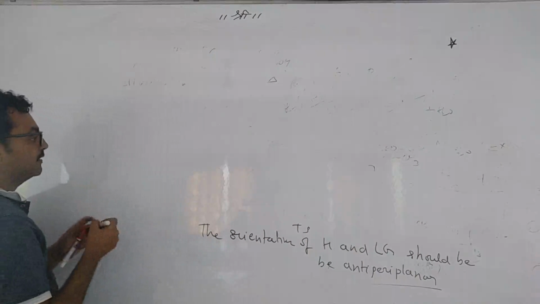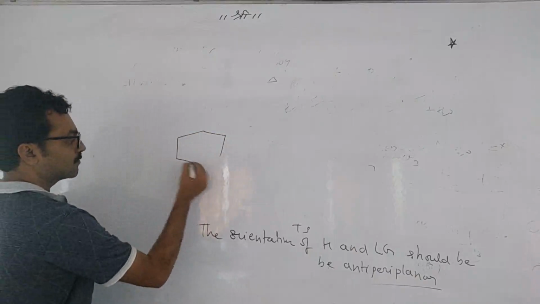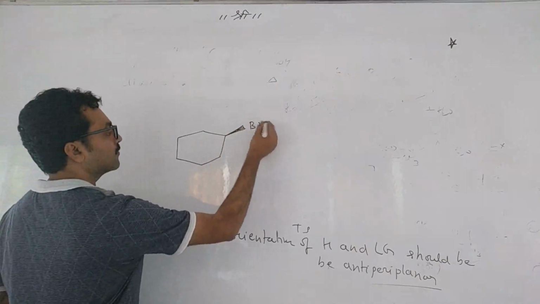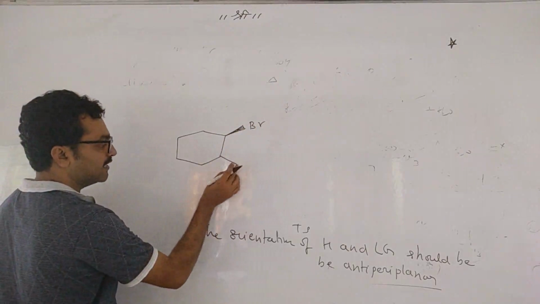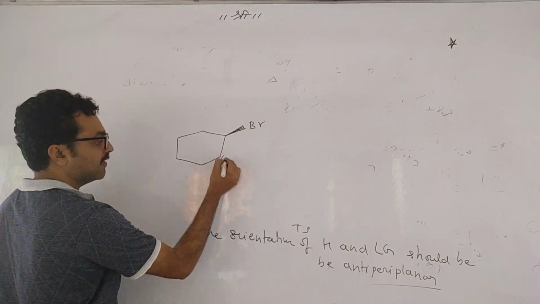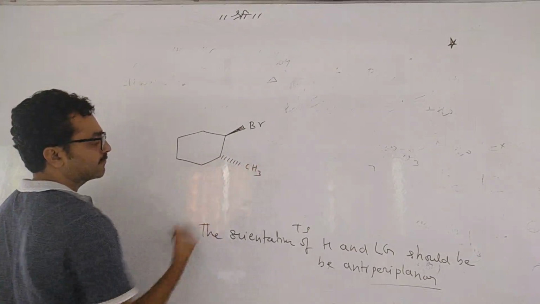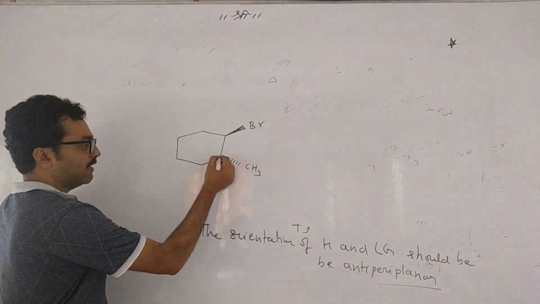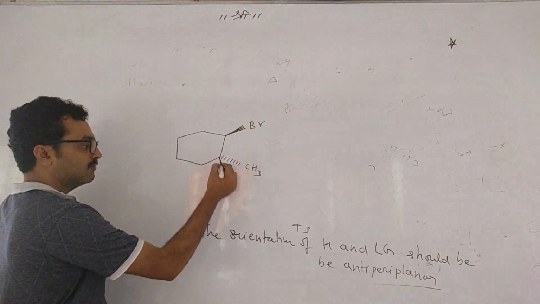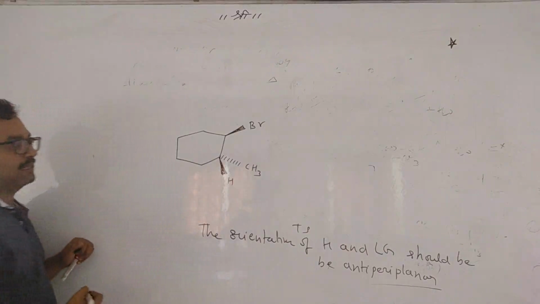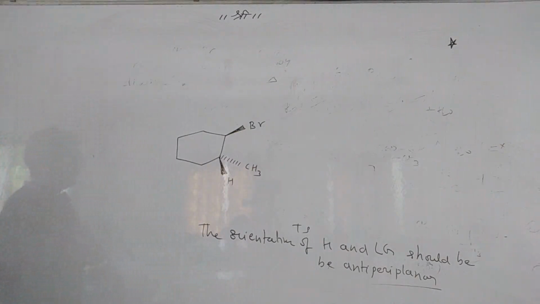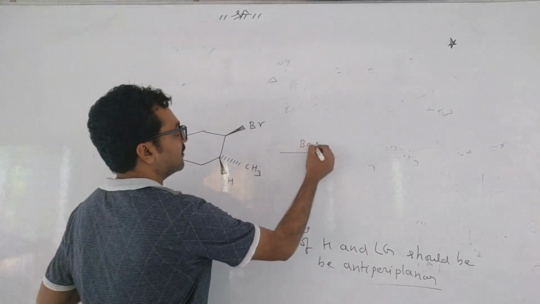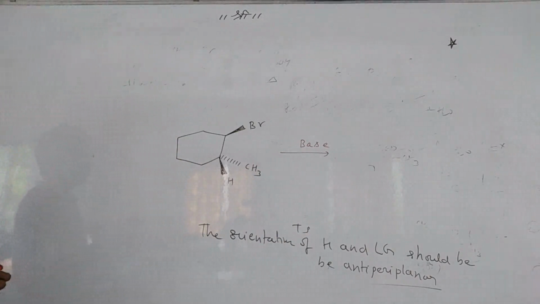Suppose they have given like this, one Br with a wedged bond, and here CH3 is there in a dotted line. So obviously hydrogen will be with the thick line. Like this one product is there. And they asked which product is formed on elimination. If I gave a base here, what is the correct answer?